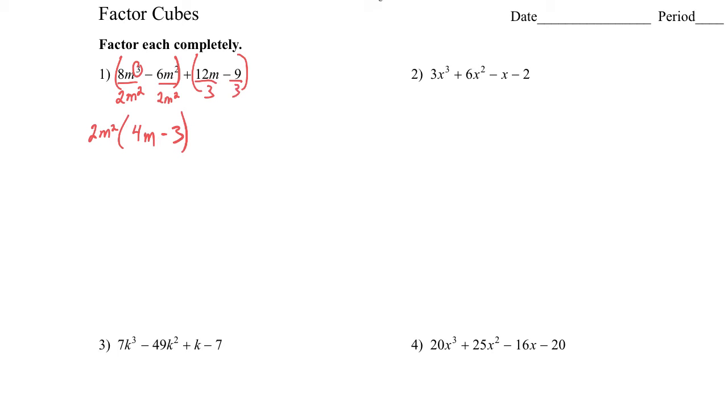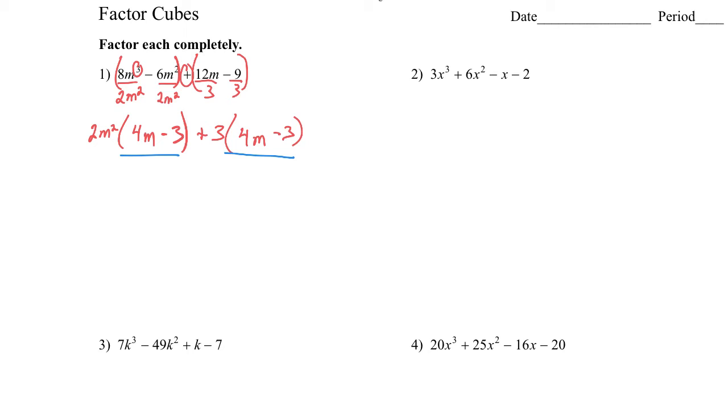It's a 3. It's going to stay positive 3 there. And then 12 divided by 3, we're left with 4. Keep the m. Negative 9 divided by 3, negative 3. So notice these groups are now the same. If these are not the same, then either it's not factorable or you did something wrong. If these are the same, then you're almost done.